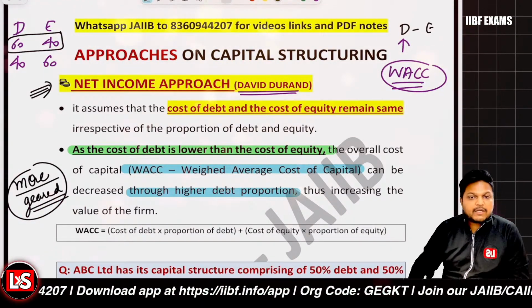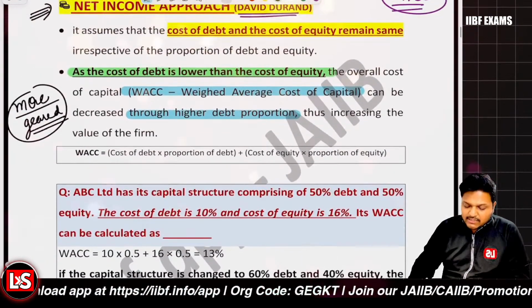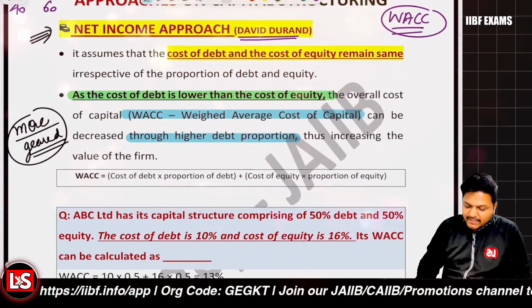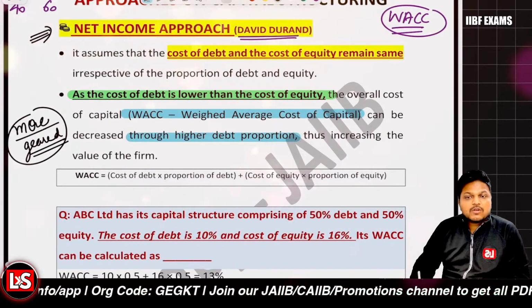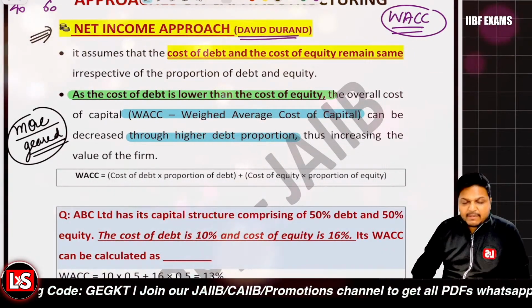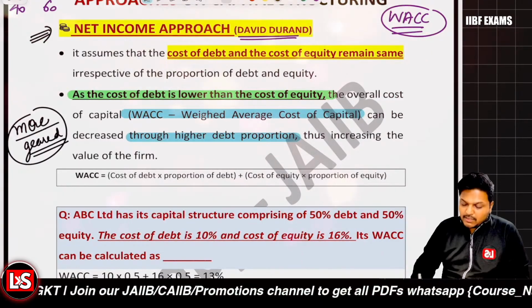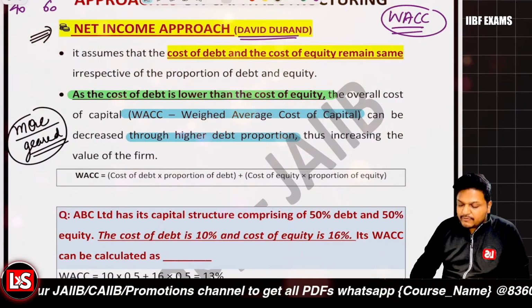So here is a question. It says that ABC Limited has a capital structure comprising 50% debt and 50% equity. The cost of debt is 10%, the cost of equity is 16%.